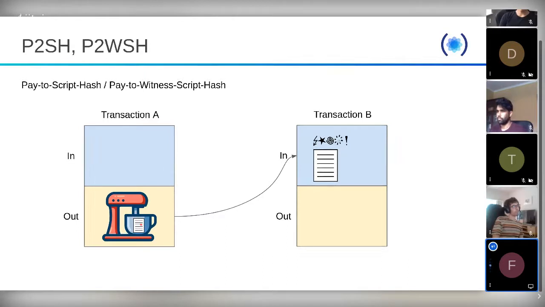This time, instead of a public key hash, we have a script hash. There's a script, and we hash it, so we just see the hash. Then if you want to spend this output in transaction B, you pass the arguments of the script, which may be some signatures, and you have to reveal the full script, so that when you validate, you can check that the hash of the script matches the script you are using to spend the transaction. So far so good?